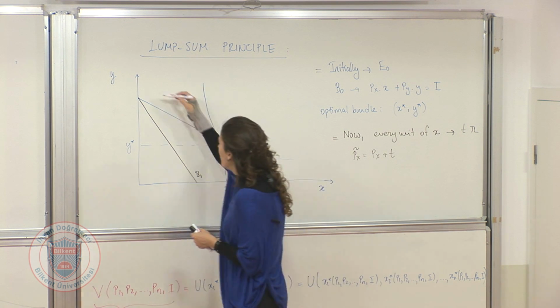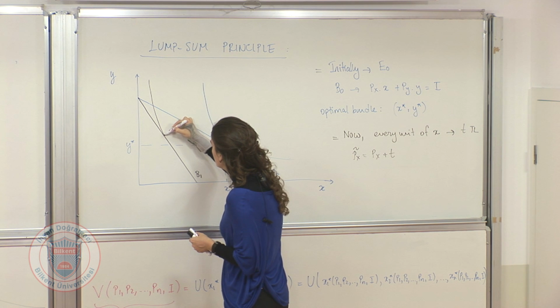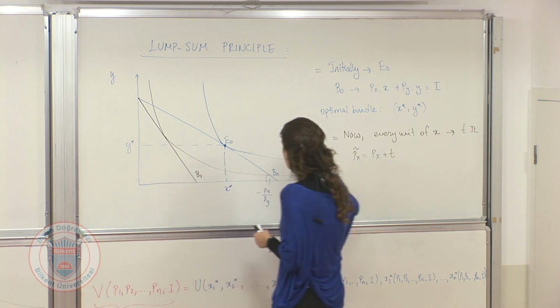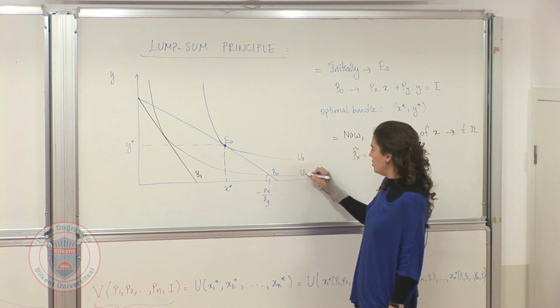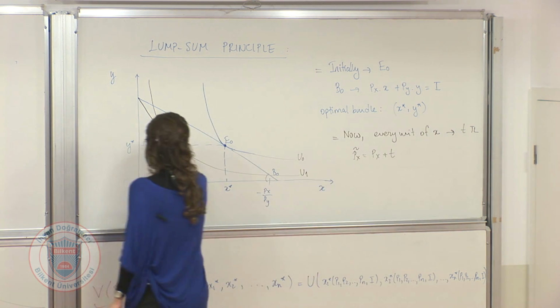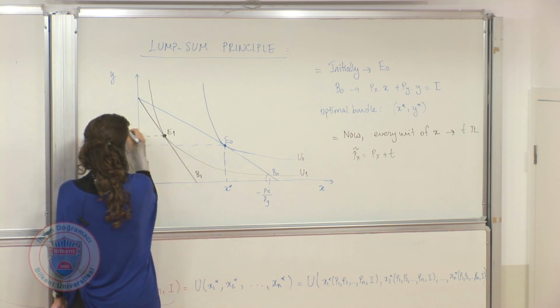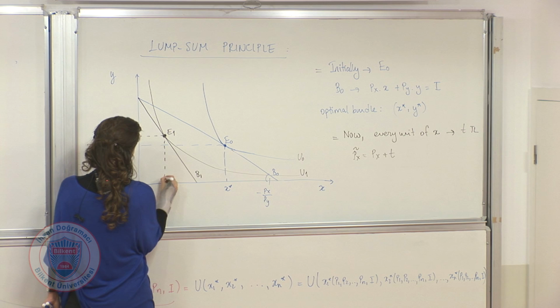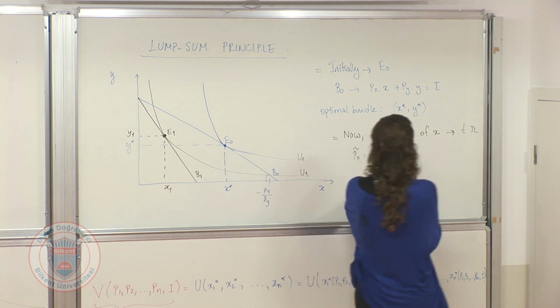And then suppose we have a point like this. Let me call this U0, let me call this U1. I'm going to call this E1. So this would be Y1, X1. Now let me write this. This is the new price.